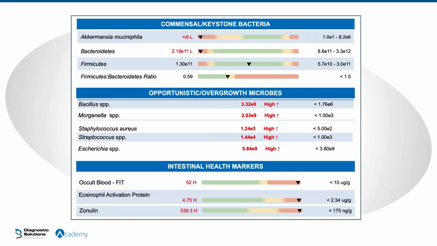This is the GI map that we ran with her during that first visit. It's not looking great. She had absolutely no detectable Akkermansia. Her Bacteroides was low. Firmicutes was normal, and because of that, the ratio was tending towards getting higher. She had a presence of opportunistic species, including Bacillus, Morganella, Staph, Strep, and Escherichia species were all elevated. She was showing blood in the stool. Her EAP, which is an inflammatory marker, was very elevated, as was her zonulin at 539.3.